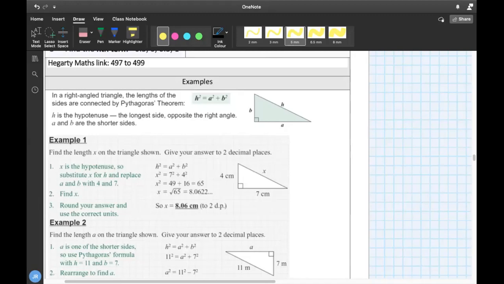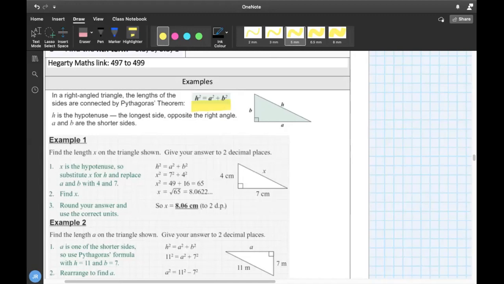Regarding Pythagoras' theorem, this is a way of calculating lengths in triangles, because any right-angled triangle in particular will have a particular relationship between all of its sides. Now, the example that you've been given here in your workbook is h squared is equal to a squared plus b squared.